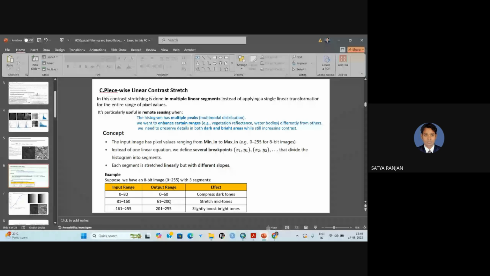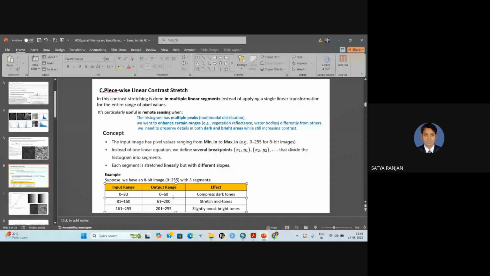In this there are segmentations, whereas before contrast stretching, no segmentation is applied. So this is the table. The input range 0 to 80 is one of the segments, and the output range is 0 to 60. Then input 80 to 160 results in 60 to 200. And 160 to 255 is transferred into 200 to 255.